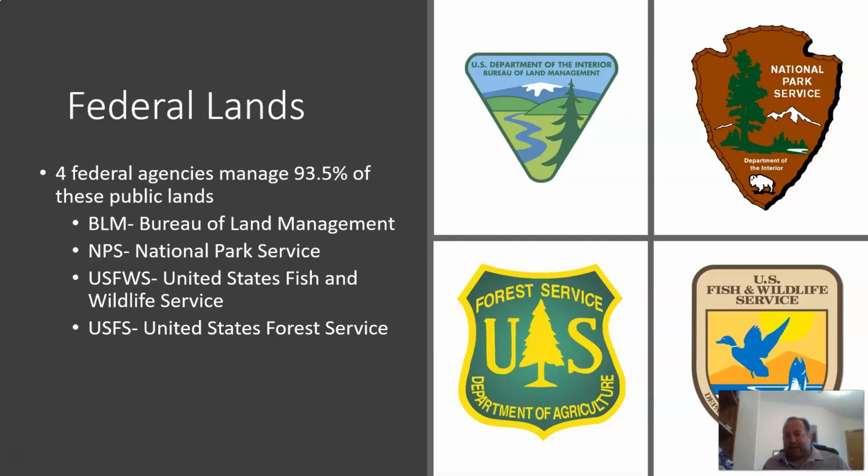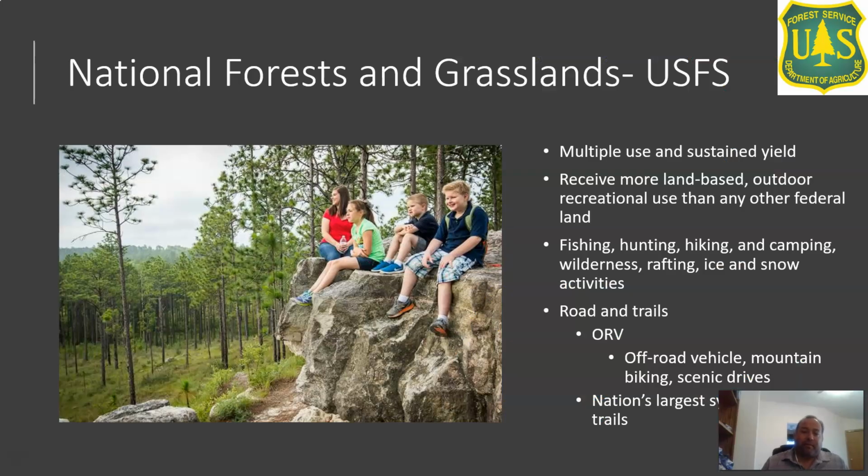So the four agencies that we've really focused on before, those are still our four main agencies when it comes to public lands for recreation. These four federal agencies manage almost 94% of the public lands. And that's the Bureau of Land Management, the National Park Service, the U.S. Forest Service, and the U.S. Fish and Wildlife Service.